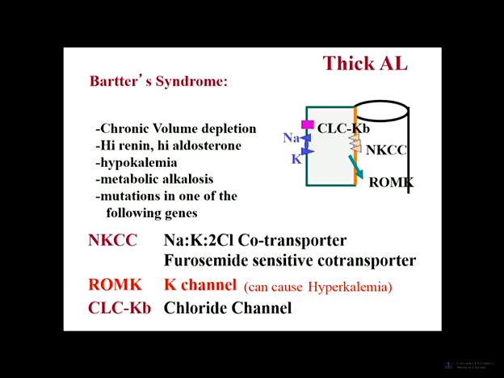But you can have a syndrome where ROMK is actually mutated. When you mutate that, that also blocks the function of this, because eventually the gradients inside the cell will shut down the transport of this. But in this case, of course, people will have hyperkalemia. They won't have hypokalemia. They will have hyperaldosteronism. They will have volume depletion and high renin.